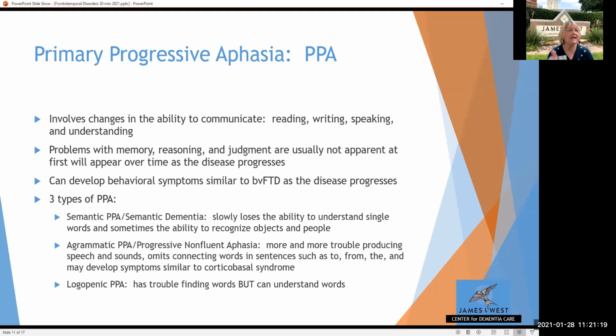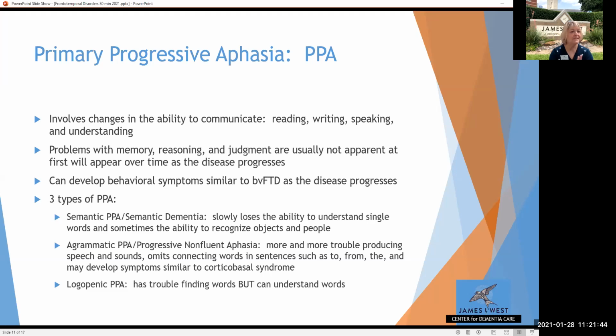The next one, PPA, primary progressive aphasia, a little bit more information on it. It normally will present with changes in reading, writing, speaking, and understanding. And it has some fascinating types, the three types of PPA, because you've got to get to somebody who specializes in this to really get a good diagnosis.